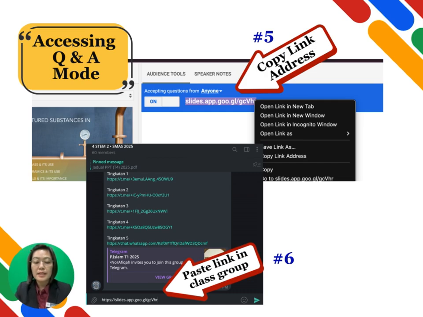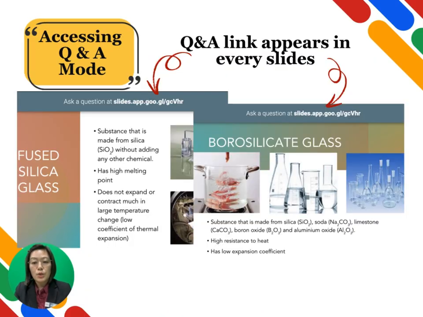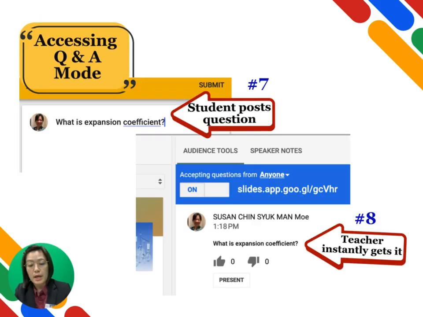Immediately, you are going to see the Q&A link appear on your screen. Select and right-click the link, paste it to the WhatsApp group, Telegram, or even the Google Classroom for your students. This Q&A link will surely appear on every single slide of your Google Slide. Students who are quiet, who are having problems, can simply click the link and pose any questions that they wish to ask you. Teachers will immediately receive the question live, and we are going to answer the questions live as well.